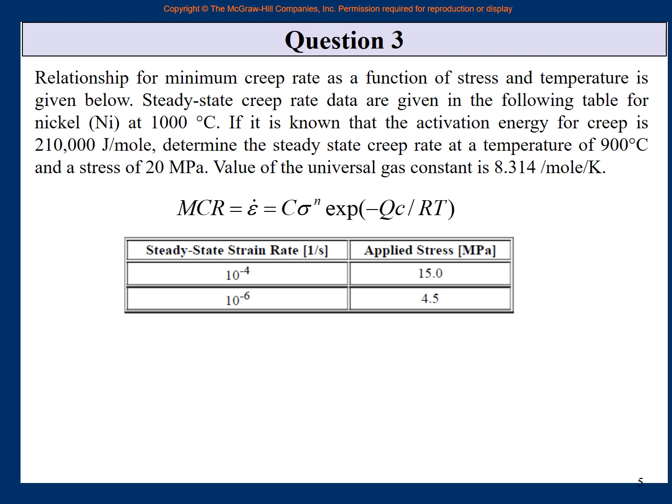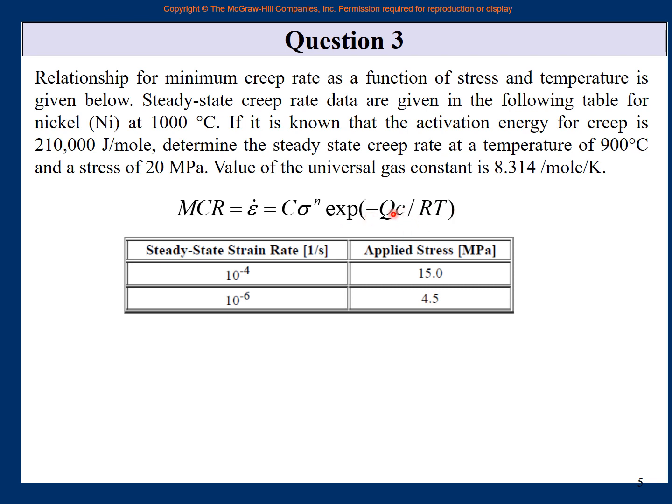So here you see, a steady state strain rate, per second, 10 raised to minus 7 when the applied stress is 15 megapascal, 10 raised to minus 6 when the applied stress is 4.5 megapascal. So these are given, the equation is given, right? So put the values there: 10 raised to minus 4 strain rate, 10 raised to minus 4 is equal to C unknown, sigma raised to n, sigma is 15 megapascal, n is unknown, exponent of minus Qc by RT.